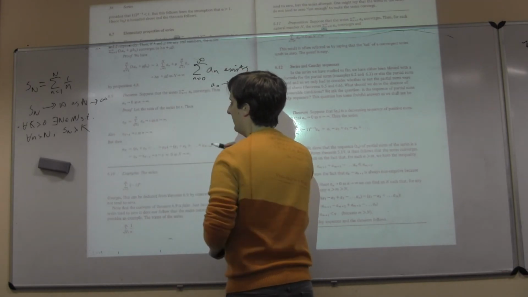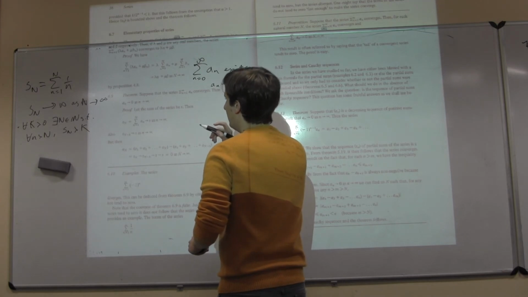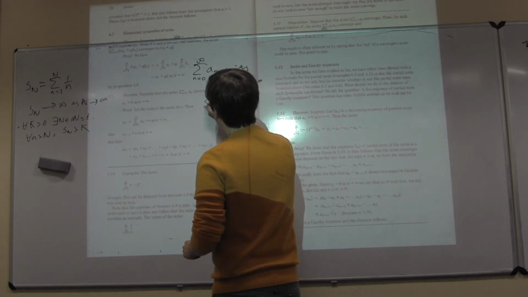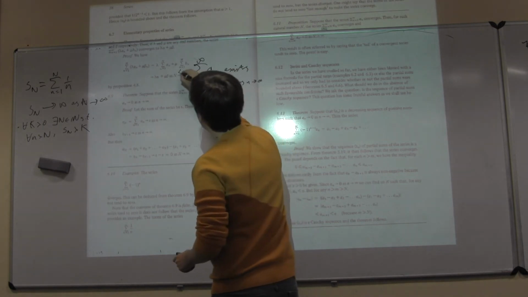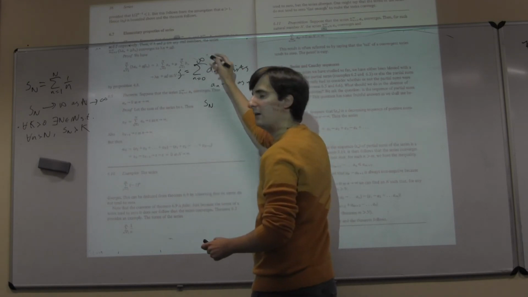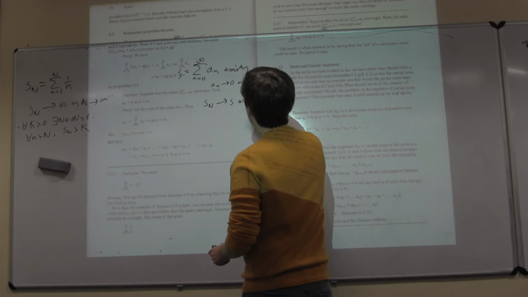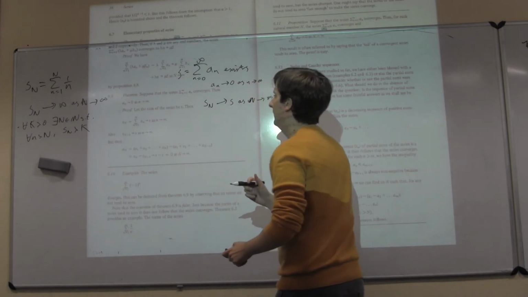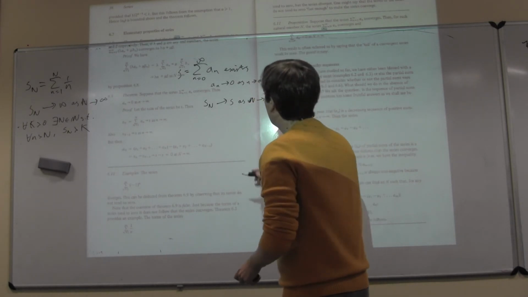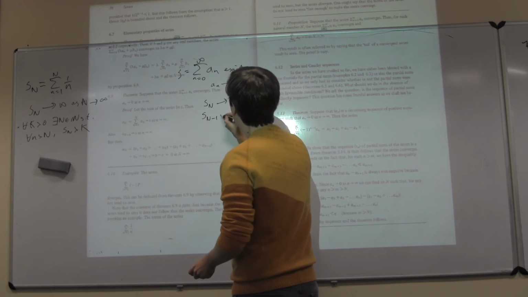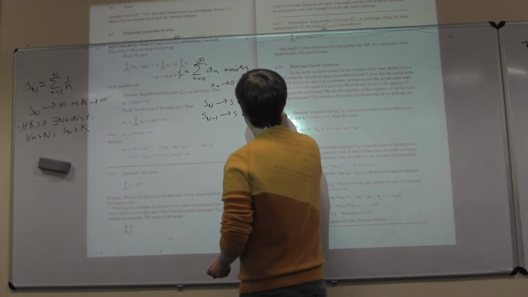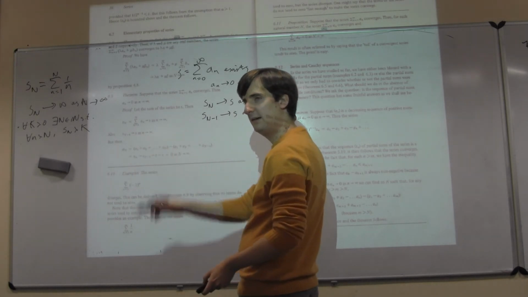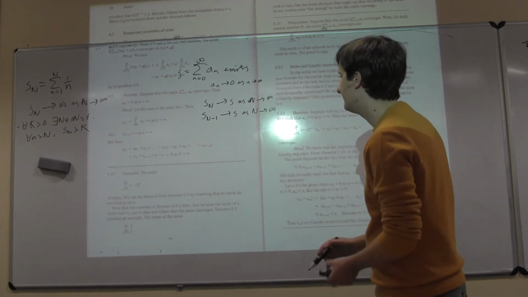So if we take the partial sums S_n, suppose S is the value of the series. Then S_N goes to S as capital N goes to infinity. That's just the definition of the series. And it's also the case that S_{N-1} goes to S as N goes to infinity. If we just shift the series forward and backwards, it can't change what it tends to in the limit.